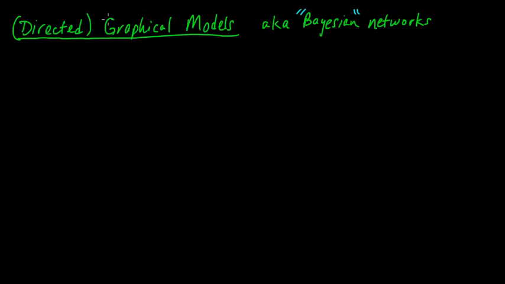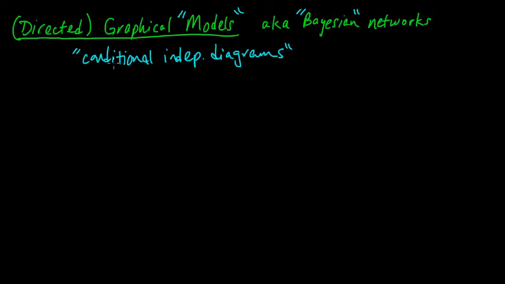And also, calling them Bayesian is somewhat of an uninformative name. And calling them directed graphical models is somewhat of a misnomer as well, because they're not really models. I would say that a better name might be conditional independence diagrams. Maybe not as catchy as the others, but it tells you more about what's going on, because what they are is directed graphs that tell you something about the conditional independence properties of a probability distribution. That's what a directed graphical model is.